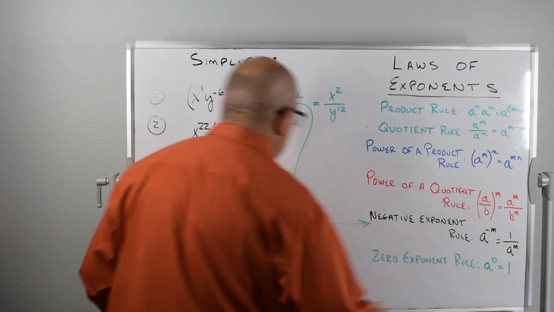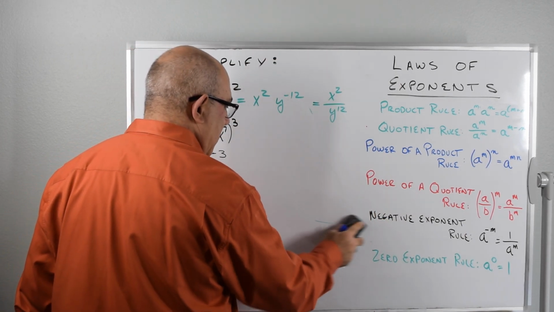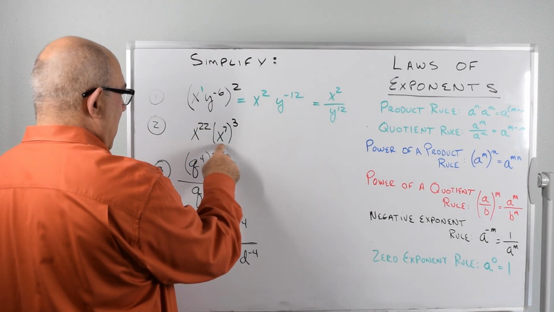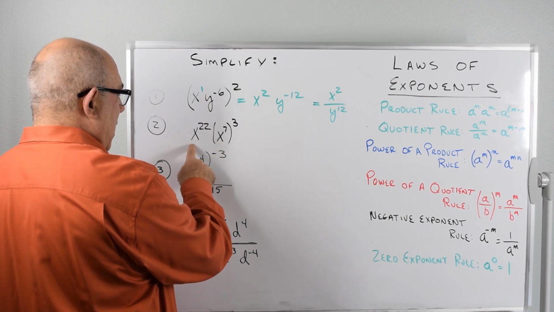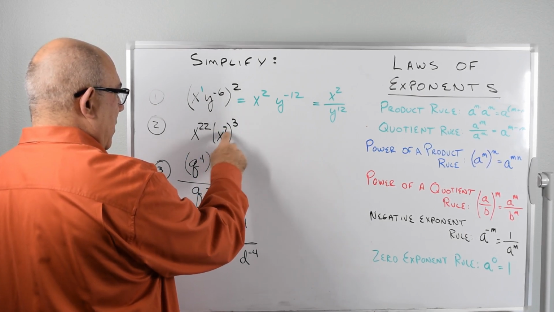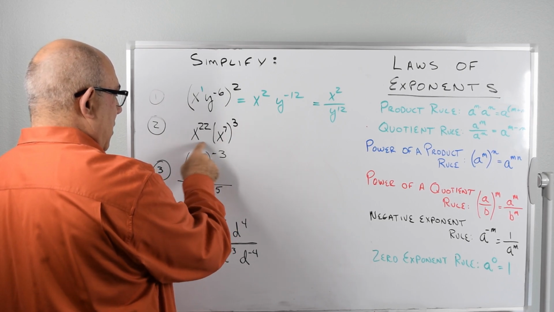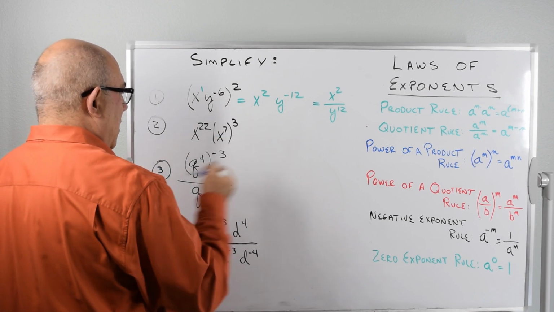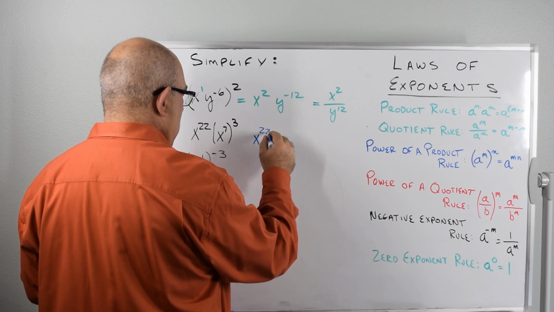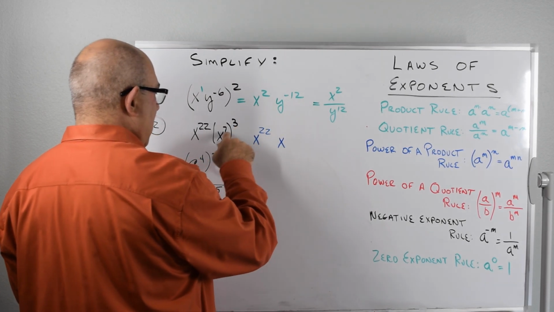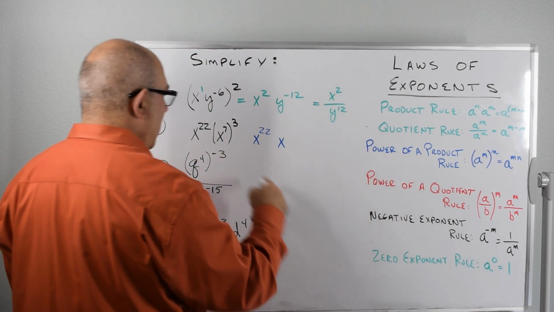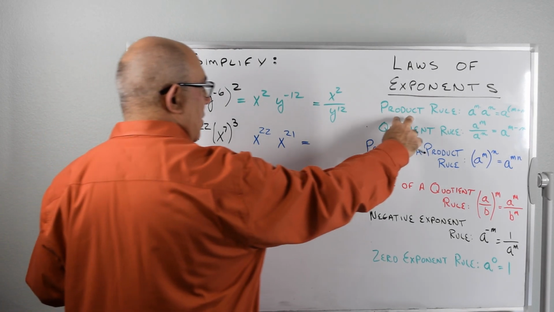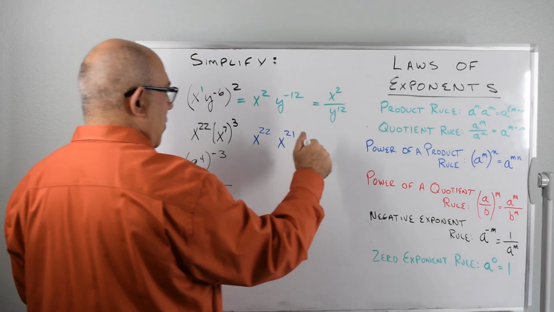So let's go on to the next one. Here we have x and x, so we have a common base. We have x to the 7th, but it's cubed. This part is not cubed. So first we have to do this, right? We have to follow the order of operations. So we get x to the 22 times x to the 3 times 7, using the power of a product rule, which is 21. And then we have to combine these two using the product rule. We get x to the 43.